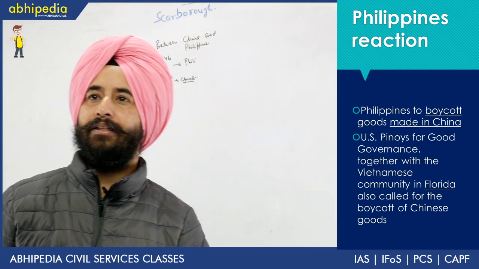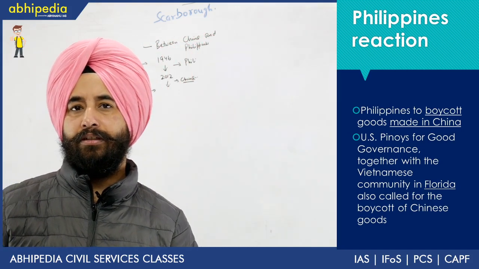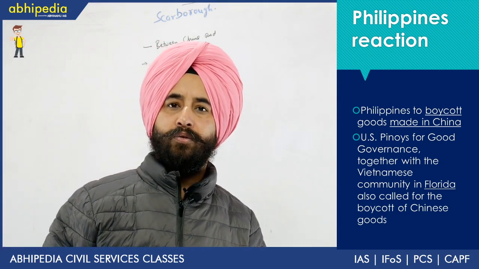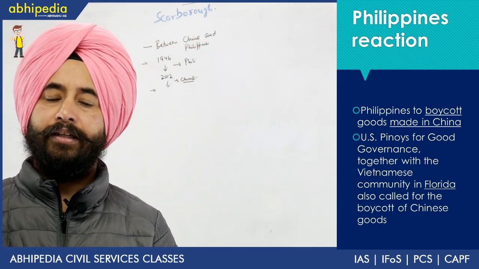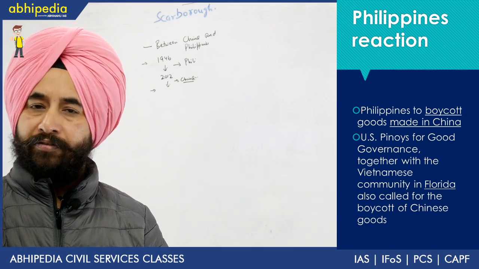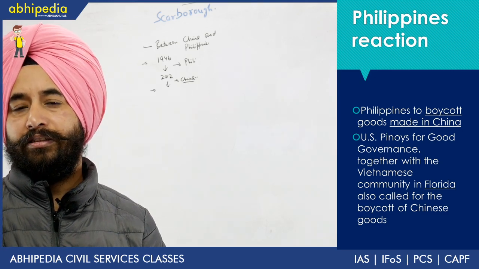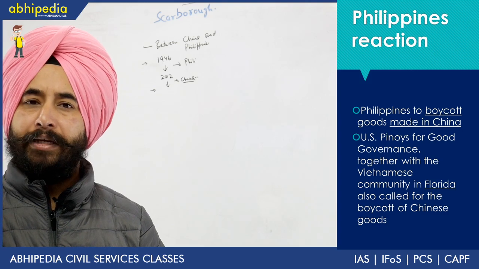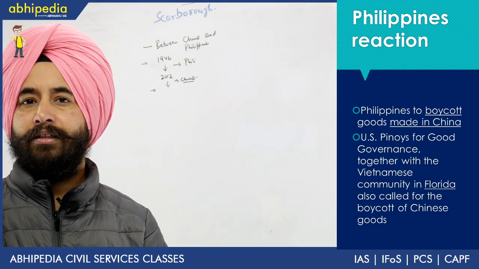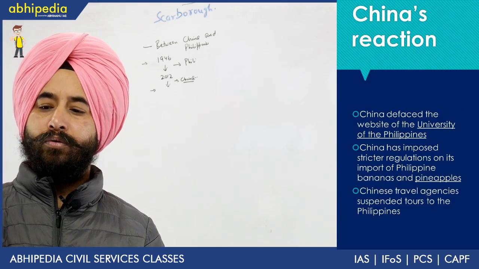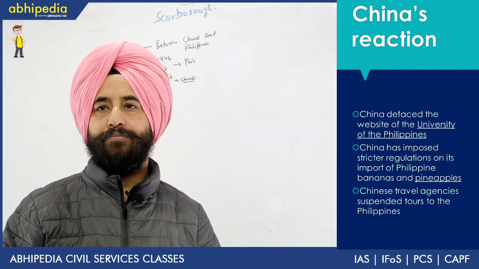What is the Philippines' reaction? Philippines, in opposition to China, boycotted all goods which are made in China. Vietnam did the same. USA also tried to boycott all the goods which are made in China. Means Vietnam, USA, Philippines and all other Southeast Asian nations are trying to give a major dent to the economy of China. Because, everybody knows, China is a manufacturing hub. If we stop buying goods from China, it will no doubt have some impact on the economy.